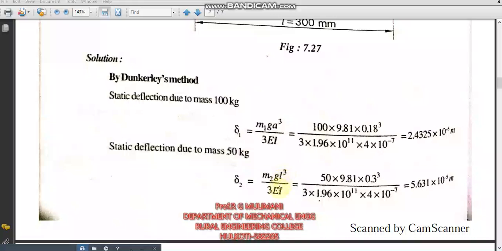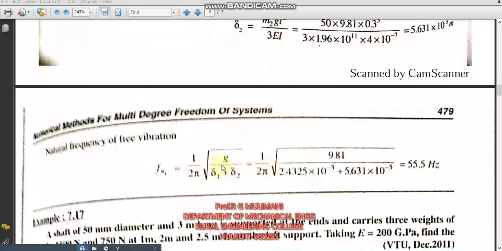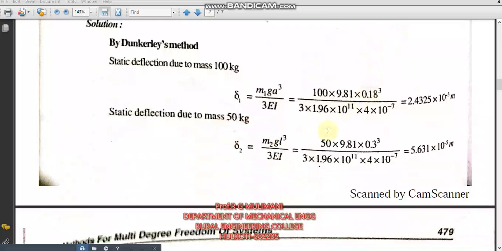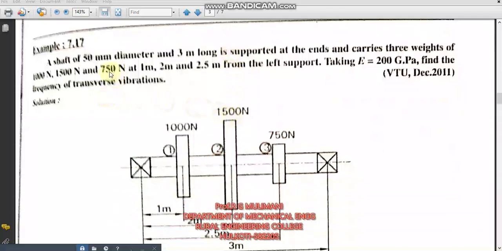If it is multiplied by L cube by 3EI, that is the influence coefficient A22. Substituting delta 1 and delta 2, that is the deflection at mass 1 and deflection at mass 2, you will get the natural frequency of the system. Now we will go to one more problem.